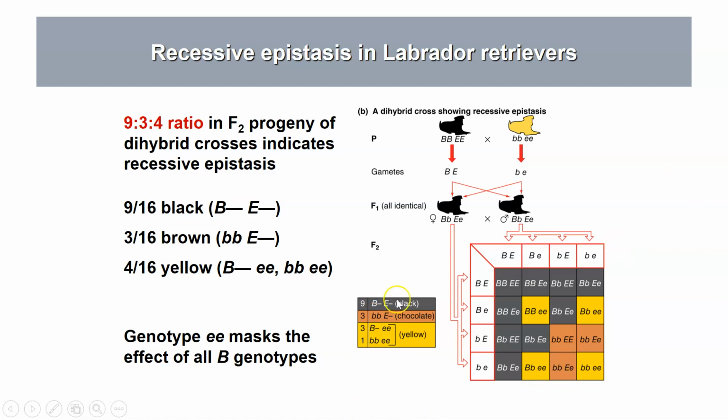However, what you observe is instead the 9 to 3 to 4 ratio characteristic of recessive epistasis. The 9/16 have a dominant allele at both genes, 3/16 are recessive for B with a dominant allele at E. 4/16 are combinations where, as long as you're homozygous recessive for E, regardless of the B gene genotype, then you are a yellow lab. Why is that?